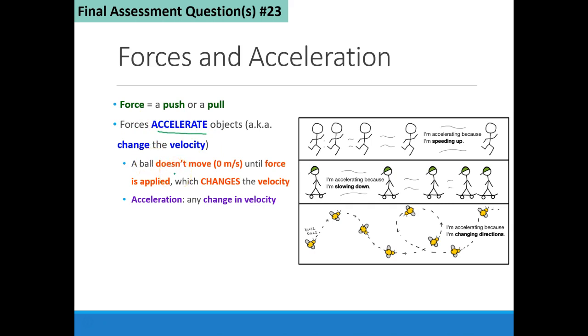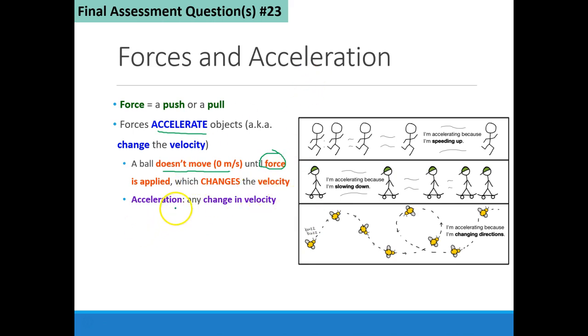So we know, for example, from Newton's first law that an object at rest will stay at rest. That means it doesn't move. It stays at 0 meters per second until an external force is applied. So we're going to apply an external force, and that's going to change the velocity. It'll speed up that ball. It will get that ball to start moving.